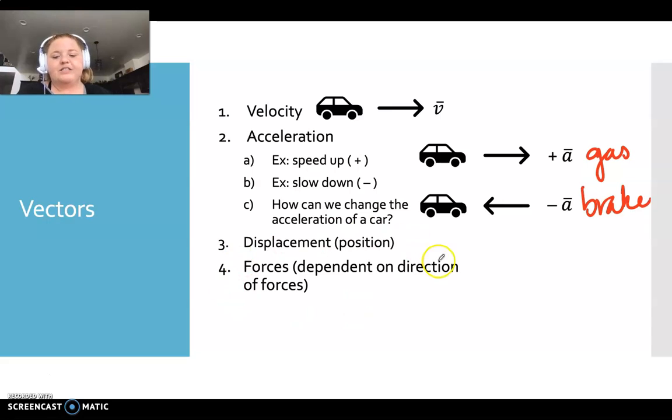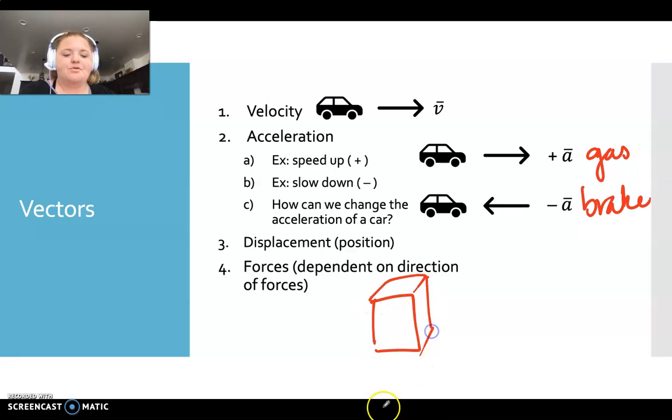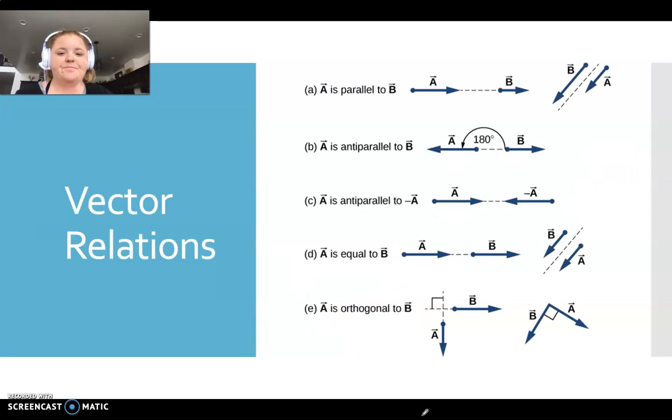We also have displacement and forces. And the forces is really going to be just dependent on the direction of the forces. So say I am moving and I'm pushing a box this way, that's also going to be the direction of my force. All right, so that's a real quick lowdown on a little bit of the idea. Again, next week we'll be going into further detail of all these things, so I wouldn't worry too much, just getting the basic concept here.